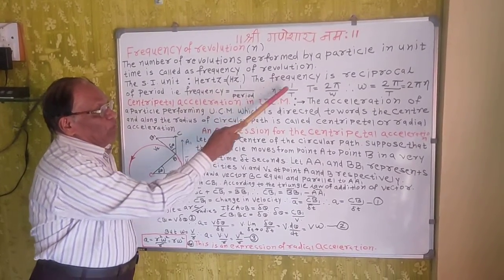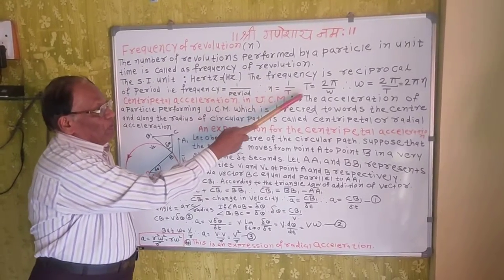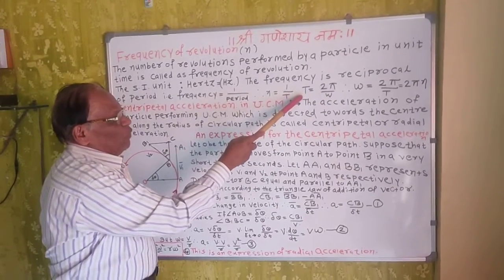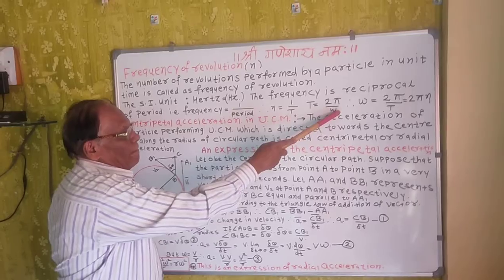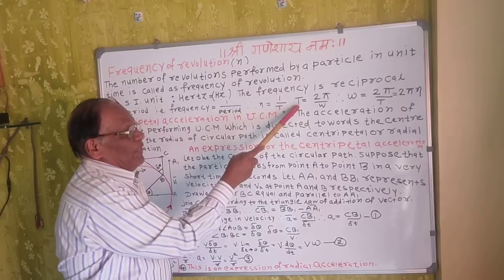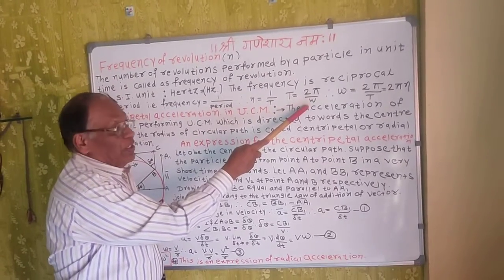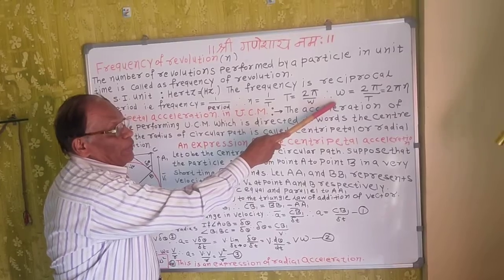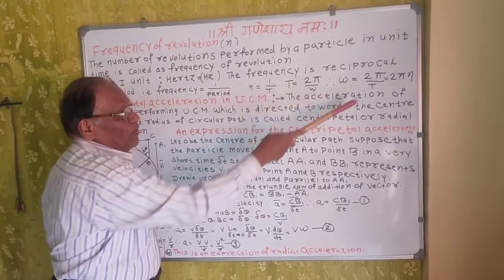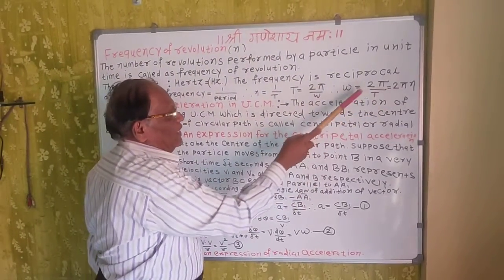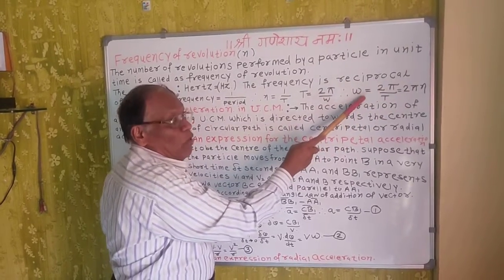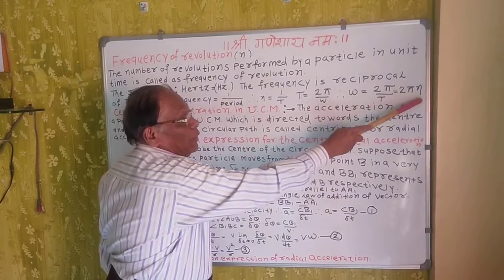Therefore, n is equal to 1 upon T, but T is equal to 2 pi upon omega, where T is the time period and omega is angular velocity. Therefore, angular velocity omega becomes equal to 2 pi upon T. Further, we write angular velocity in terms of frequency as omega is equal to 2 pi into n.